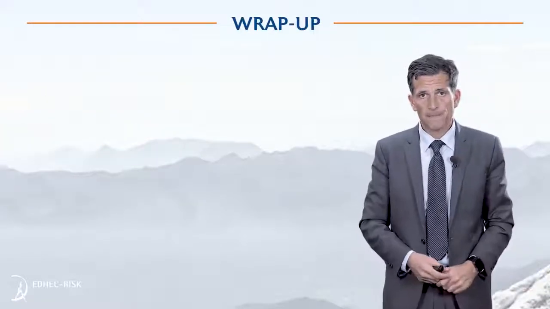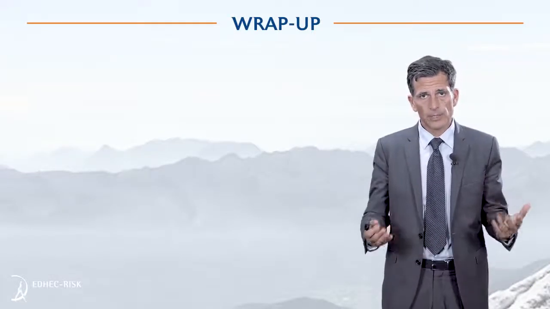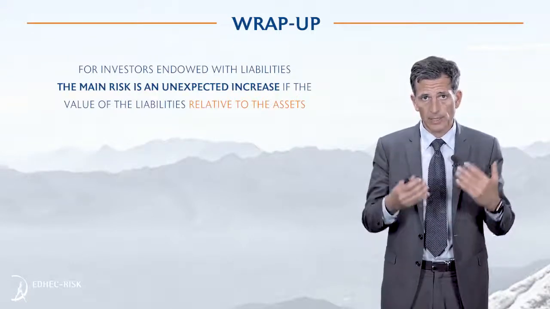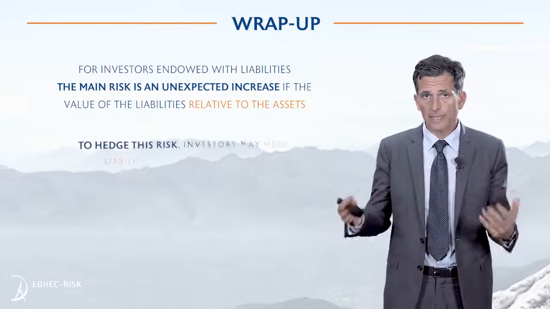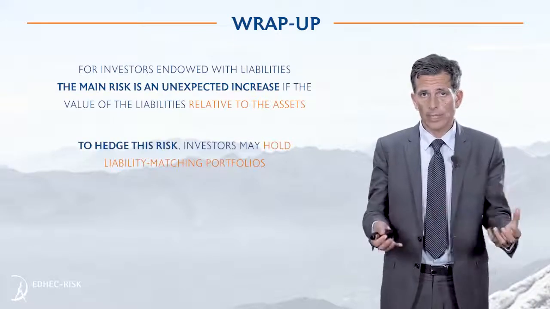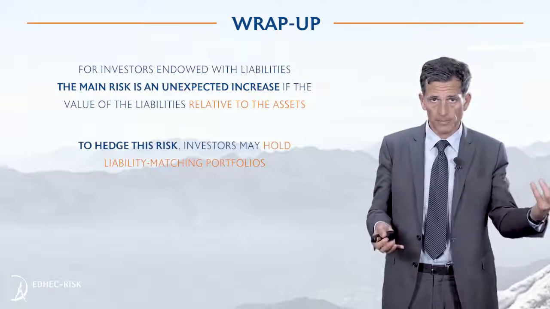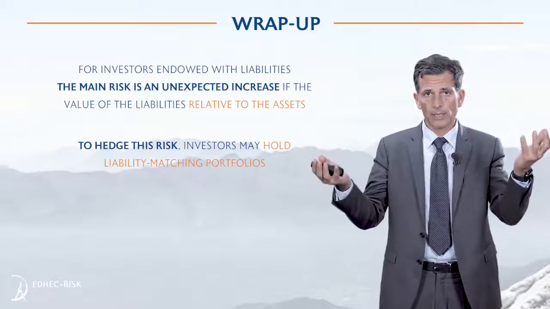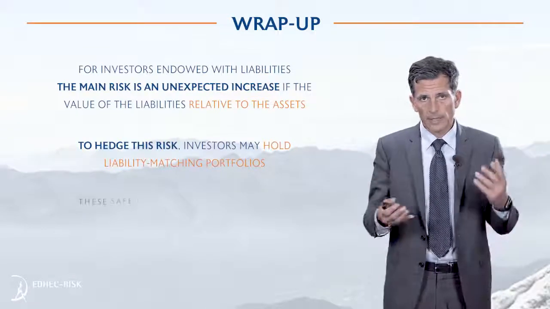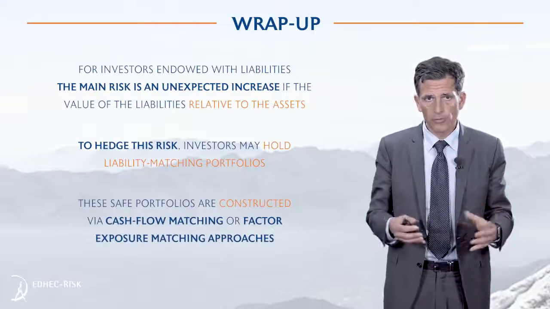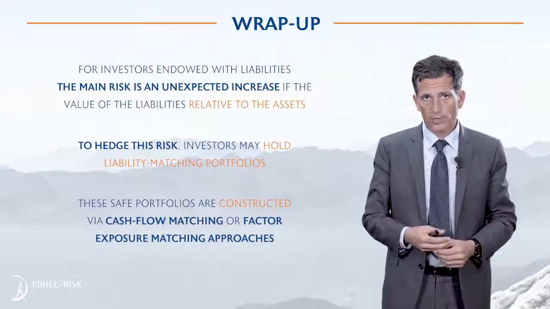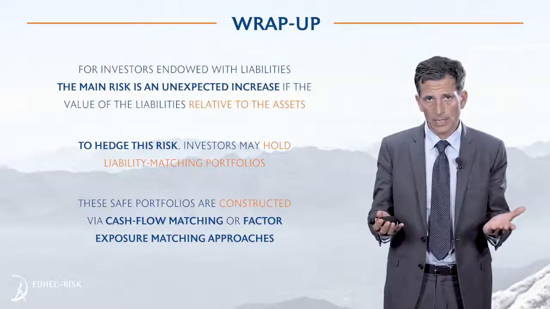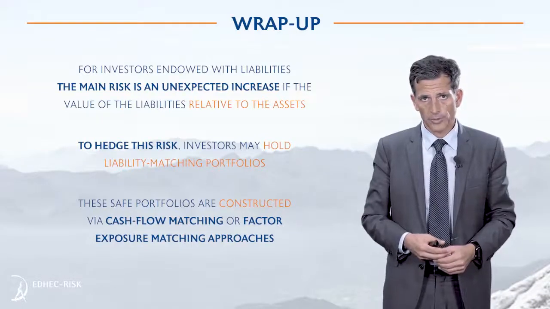To wrap up the discussion that we've had so far, it emphasizes that for any investor endowed with liabilities, the main risk is an unexpected increase in liability value. Now, that's bad news unless you've done whatever it takes for the bond portfolio, some liability-hedging portfolio on the asset side, to increase exactly in parallel to the increase of the liability value. These safe portfolios are known as cash flow matching or duration matching bond portfolios, and these are the kind of techniques that we're using to design these liability or goal-hedging portfolios.